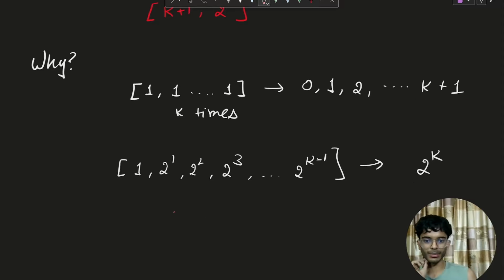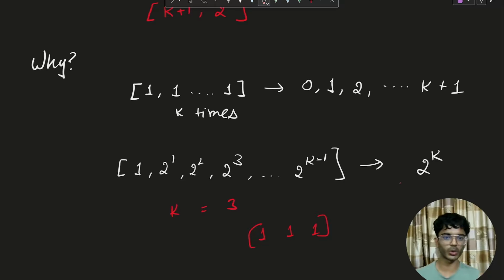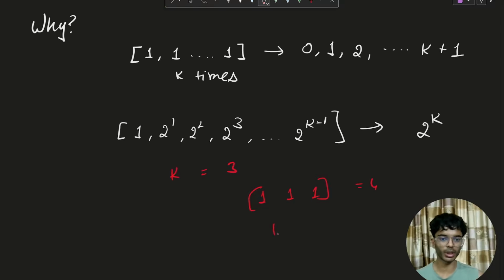Now let's take an example. Let's say k is equal to 3. The minimum would be this array, and the number of distinct sums you can get in this case would be equal to 4. Now if you want to get 5 sums, we'll make it 1, 1, 2. We can get a sum of 1, a sum of 2 by taking this element, a sum of 3 by taking these two elements, a sum of 4 by taking all these elements, and we can also get a sum of 0. So the total number of distinct possible sums would be 5.